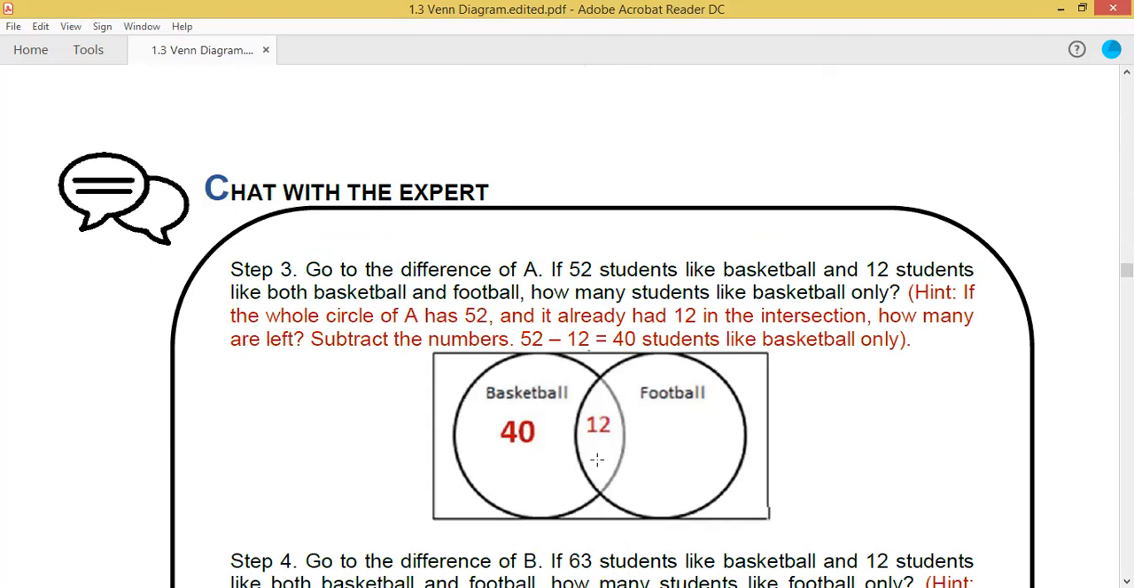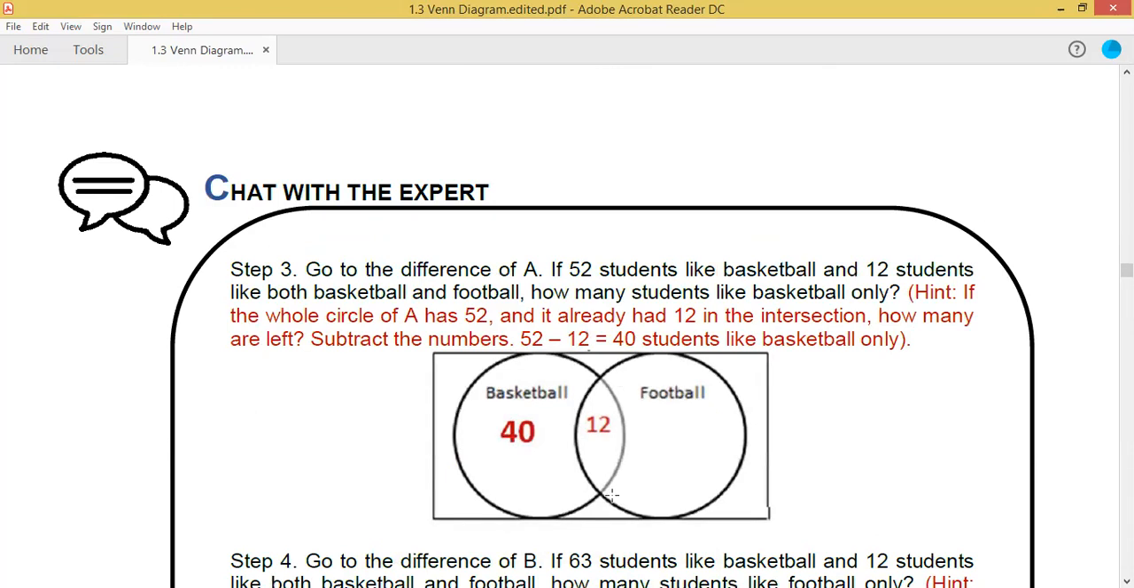How do we interpret that? 40 students like basketball only. 12 students like basketball and football. And if we check the circle for basketball, there are 52 students who like to play basketball.